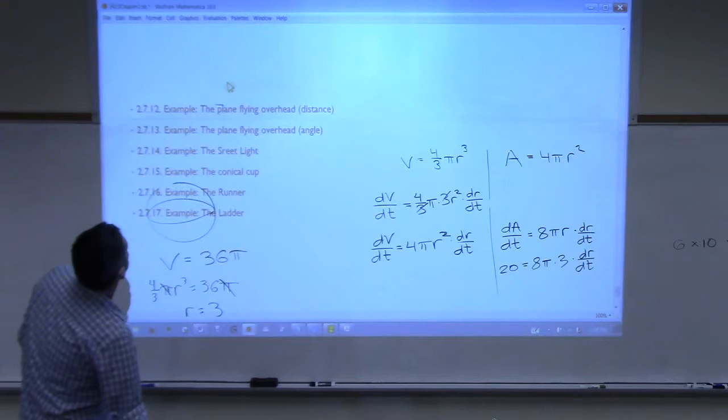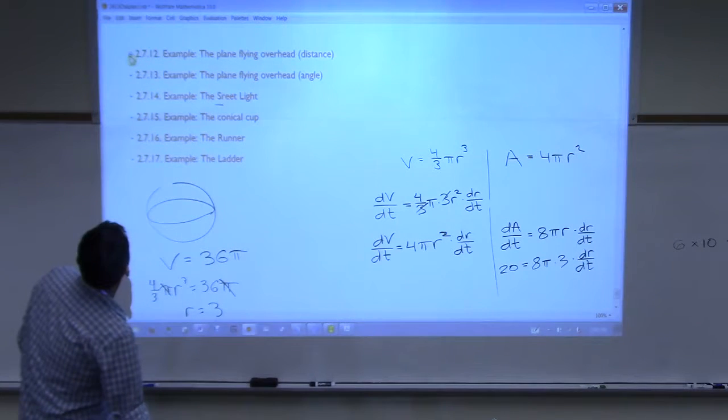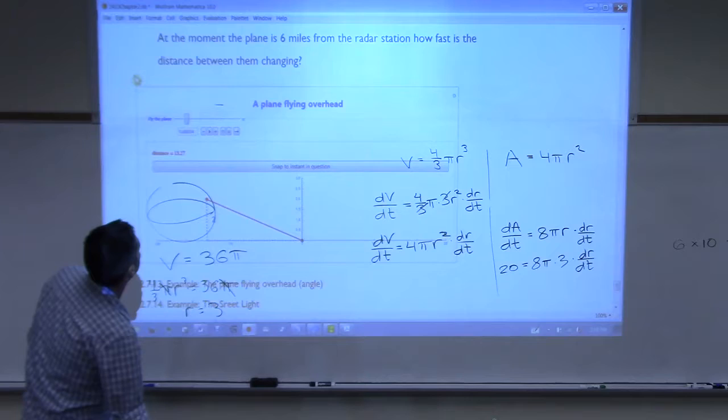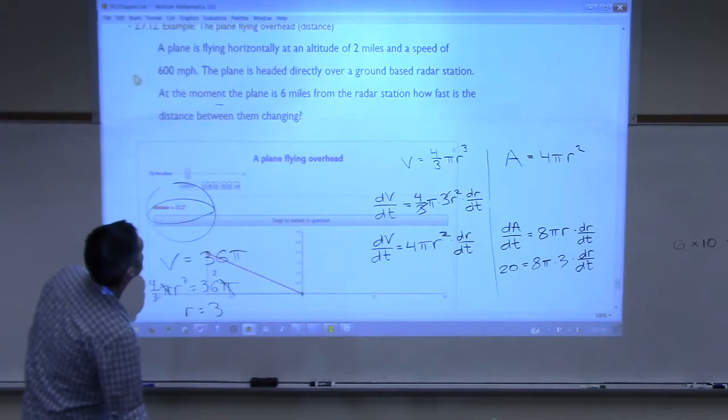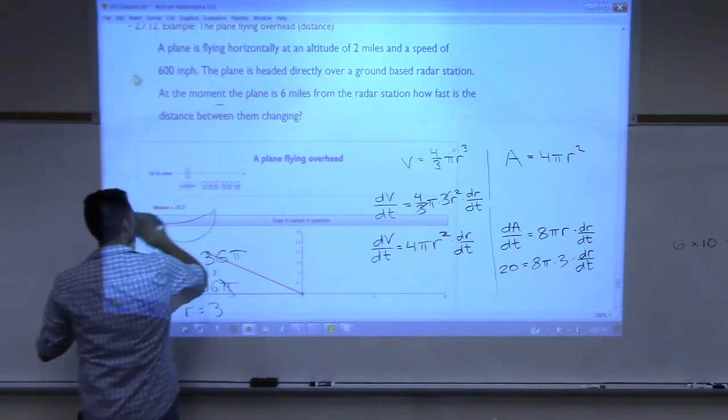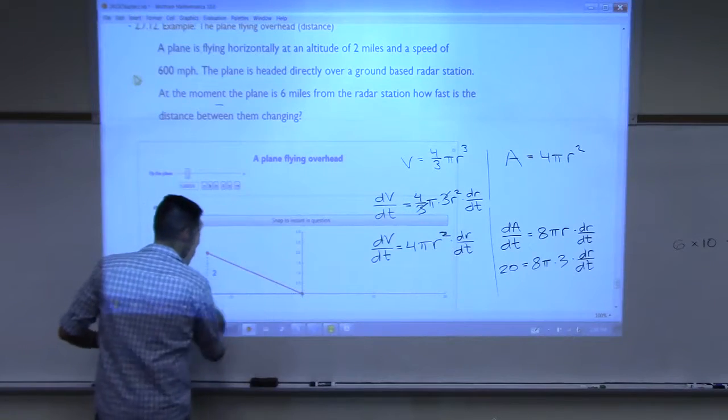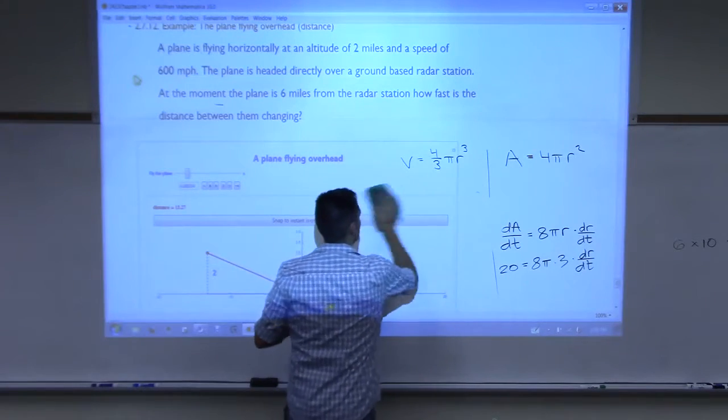All right, classic plane flying overhead problem. You don't like this one? It's a good problem, man. I tried to do it when you were doing it. I was like, I can't do this. Yeah.